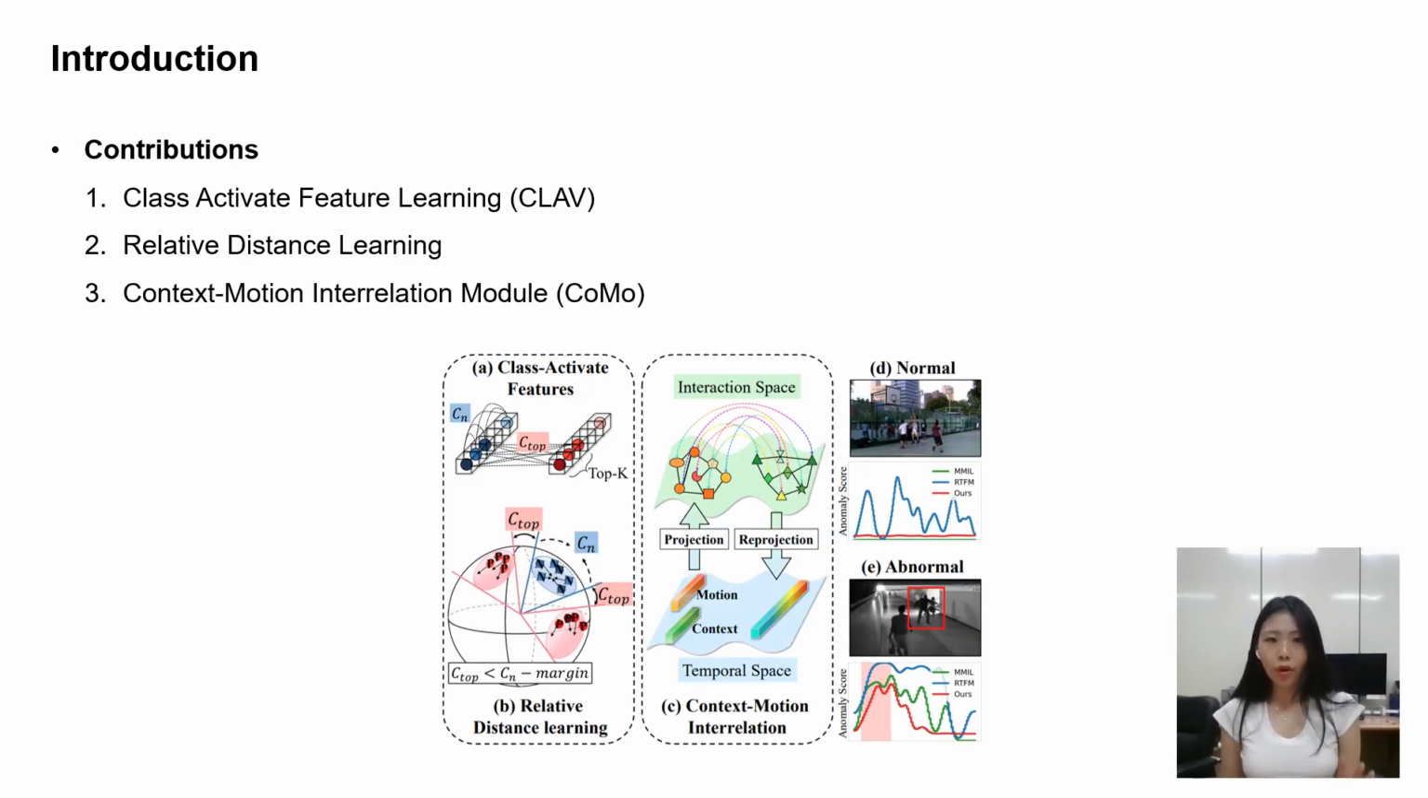So, here are our three main contributions. In the figure, firstly, CLAV enlarges the feature gap by distance learning and explores the relational information through the COMO. And there is no false alarm in the normal video, which is a basketball game scene with physical fighting, and it shows accurate temporal localization in the abnormal scene, which is fighting.